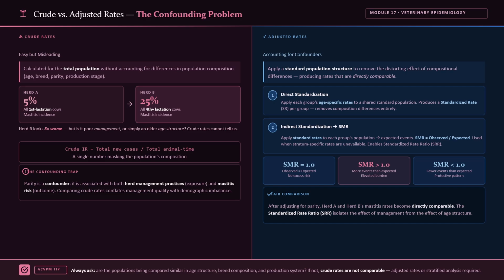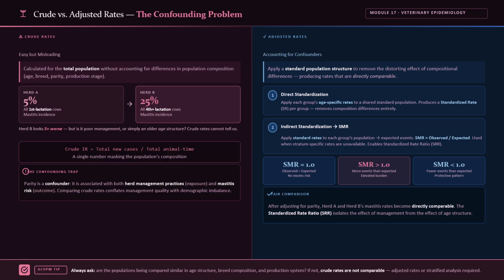This is confounding in action. Parity is the confounder here. It's tied to both the exposure, your management practices, and the outcome, mastitis risk. Compare the crude rates and you've tangled management quality together with a demographic imbalance. You're not comparing apples to apples.